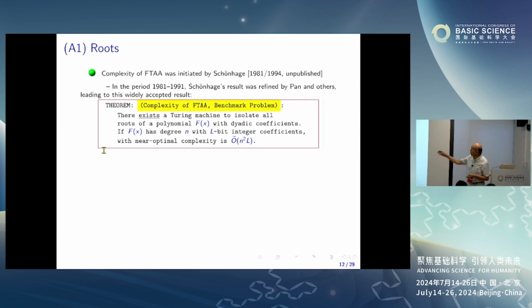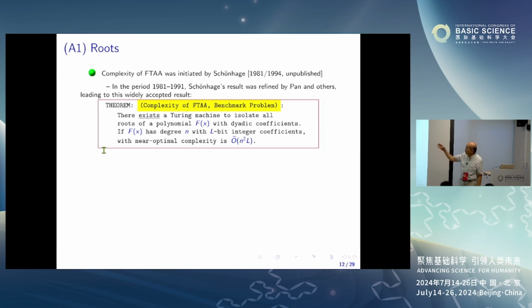And basically, the whole subject began in 1981 from Schönhage, whose monumental paper has never been published, but is widely cited. Beautiful work. And then Victor Pan and other people built on it. So by about 10 years later, we all basically believed in this result. There exists a Turing machine to isolate all roots of a polynomial f of x with dyadic coefficients. Dyadic just means floating point numbers, right? The denominator is a power of 2. A rational number whose denominator is a power of 2.